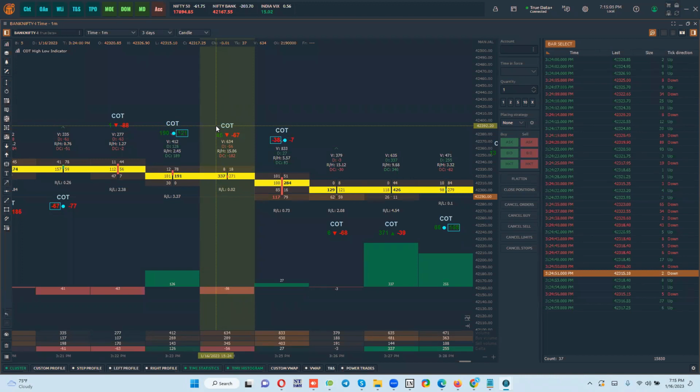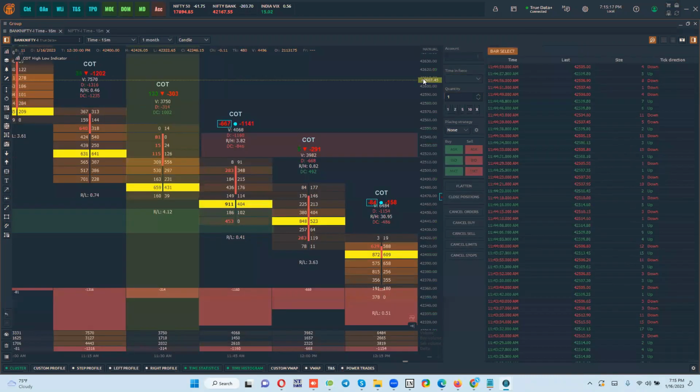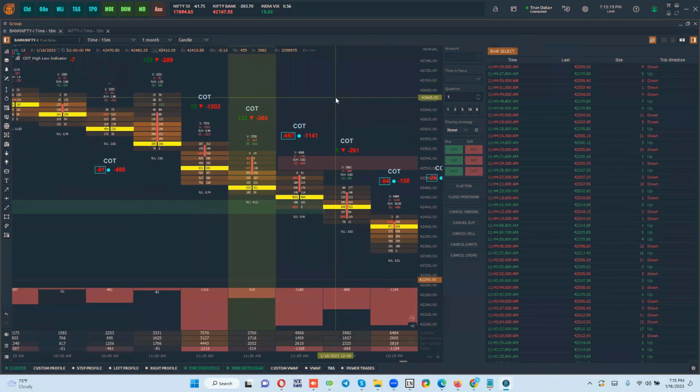Now, how to interpret this particular data? As you know, in normal circumstances, what will happen? Let me go back to the bigger interval itself, because just for calculation purposes I kept 5 minutes. But ideally, I would like to see this particular data not in a 1 minute or 5 minute interval.